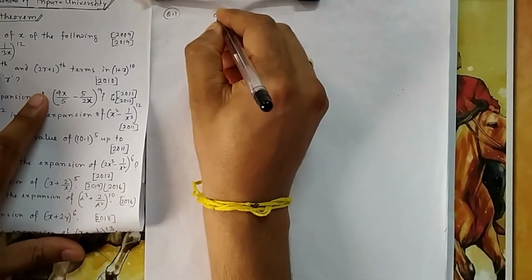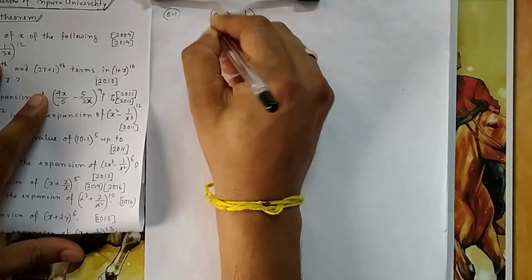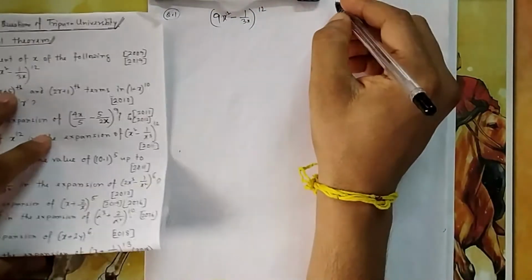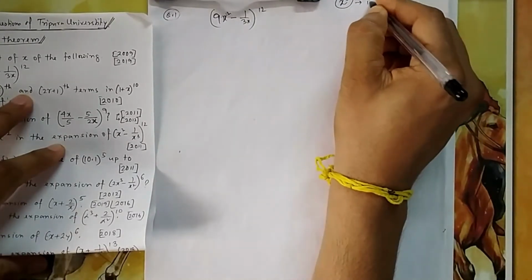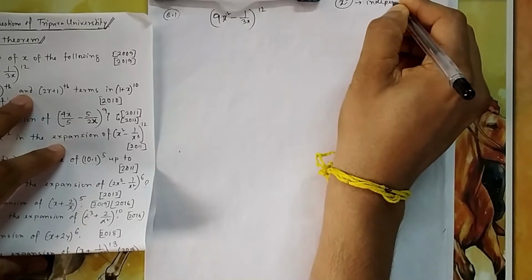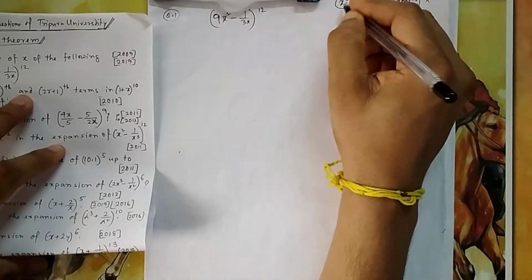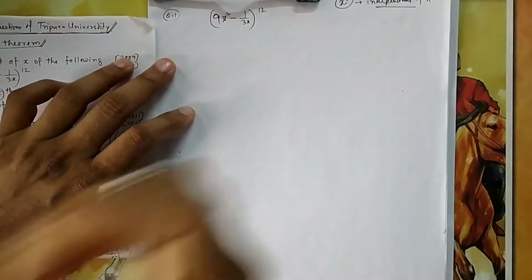So in question number 1, it is given this binomial expansion and we have to find the term independent of x. Independent of x means the power of x should be equal to 0. If it is 0, then we say it is independent of x, because in that case there will be no x. The x to the power 0 will be 1. So how to calculate that term?